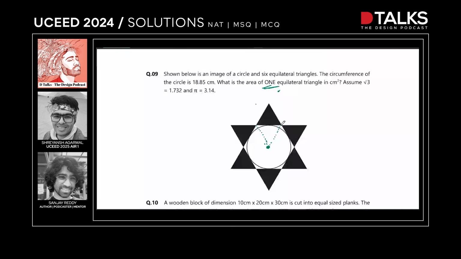Now, I hope I don't need to prove this, but I'll still prove it. This triangle and this triangle are the exact same. They have the exact same area. Why? Because this side is common, and you know this is an equilateral triangle because it says so in the question. That means this angle is 60 degrees, and it's pretty obvious these are the same triangles.